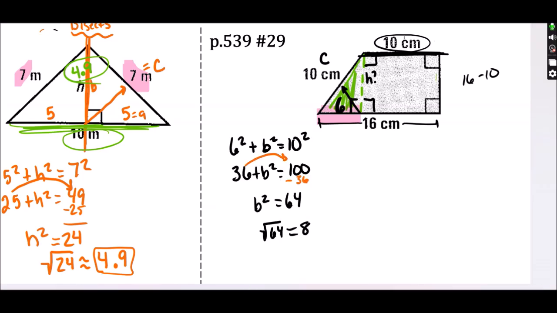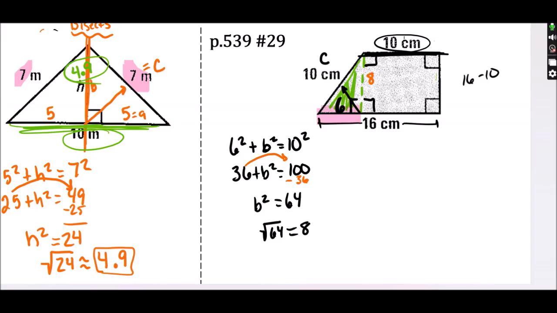Okay, so hopefully you were able to figure this one out. We had 6 was A, 10 is C, B is what's missing. Work through all of our Pythagorean theorem here. We end up with H being 8. So I'm going to go ahead and come up here and erase where it has H is the height, and I'm going to put 8 here.